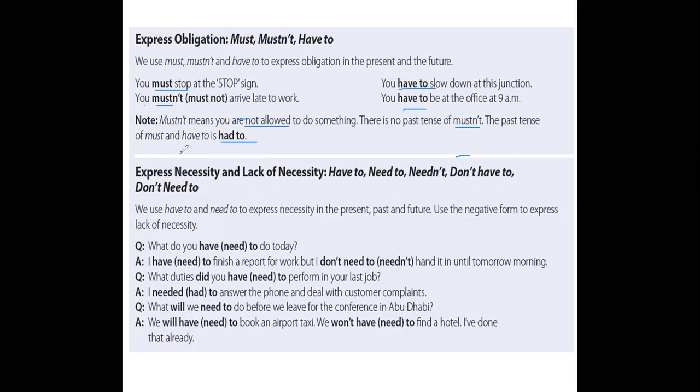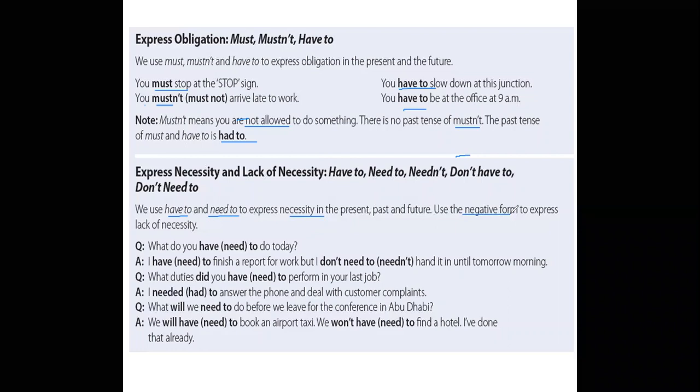Now, express necessity and lack of necessity. We use have to, need to for necessity, and needn't or don't have to or don't need to for lack of necessity. Okay, you can use have to, need to to express necessity in the present or past or in the future. Use the negative form to express lack of necessity.